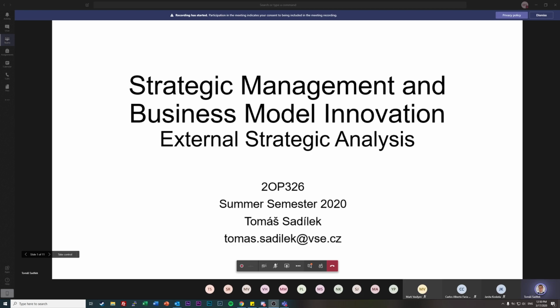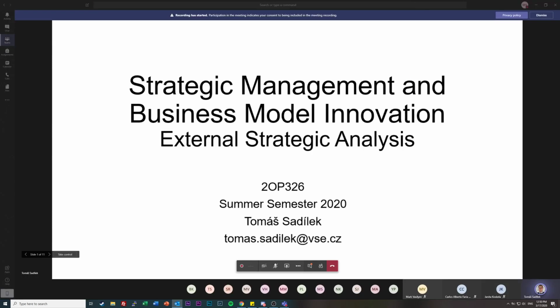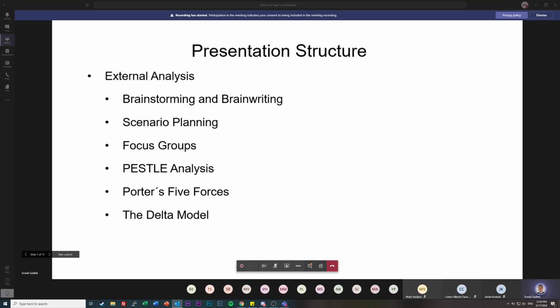Today's task is to finish the part about the external strategic analysis and to do 2 tasks about this. I hope that all of you already read my email from this morning about the requirements and the tasks. It will not be difficult or complicated, and it seems to be quite contributive for your final group presentation about the application of the strategic analysis for a selected company.